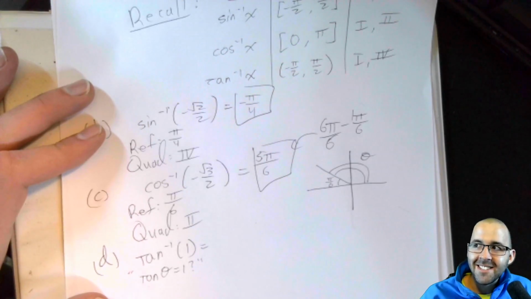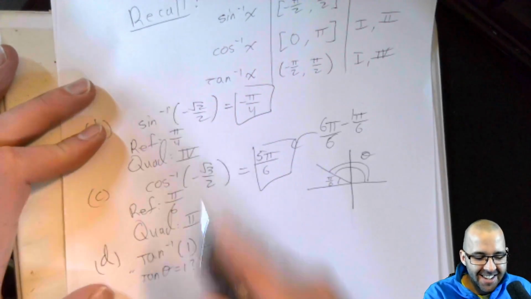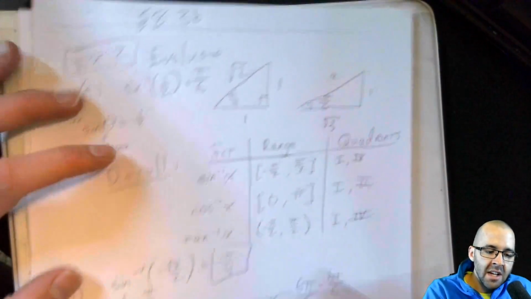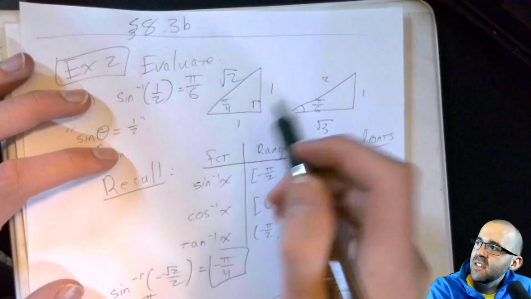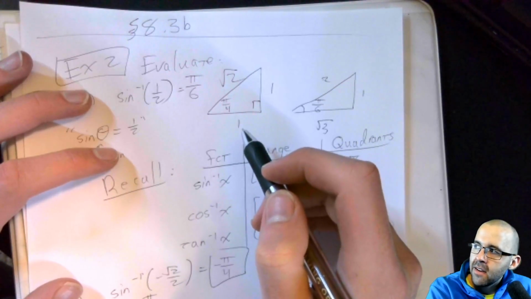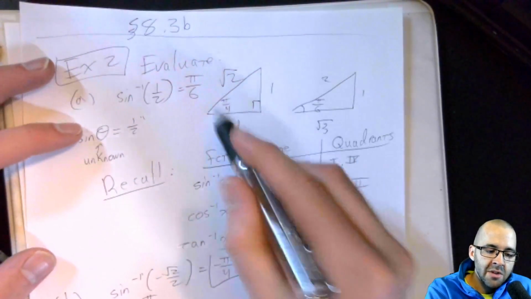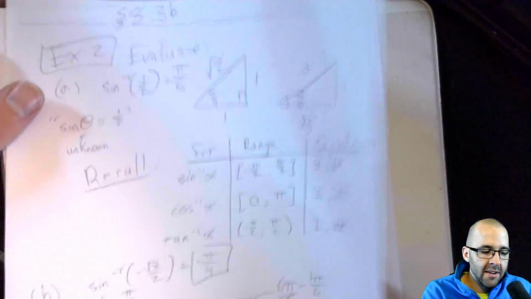Yes, 2 point something is not a real answer for the test. Tangent of what is equal to 1? Remember, tangent is opposite over adjacent. So we go over here to these special triangles. When is the opposite over adjacent equal to 1? Well, that's when the opposite and the adjacent are the same sides, which is pi over 4 right here.